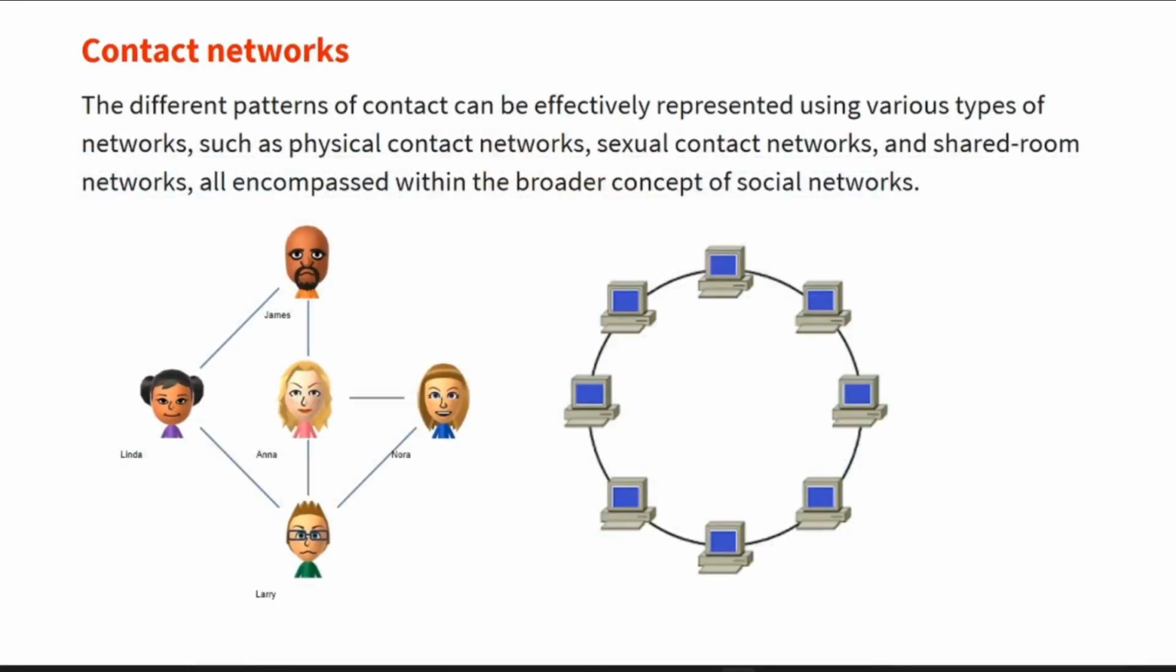Now, disease can spread through various modes of transmission. For example, diseases like influenza or tuberculosis are transmitted when individuals share close spaces and breathe the same air. These different patterns of contact can be effectively represented using various types of networks, like physical contact networks, sexual contact networks, and shared networks. Furthermore, epidemic models can be applied to other types of networks, like spatial networks and technological networks, to study a wide range of phenomena beyond diseases.